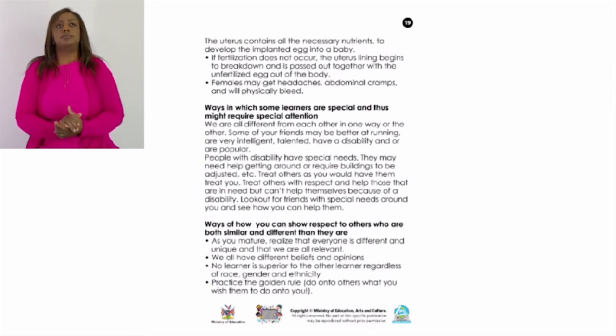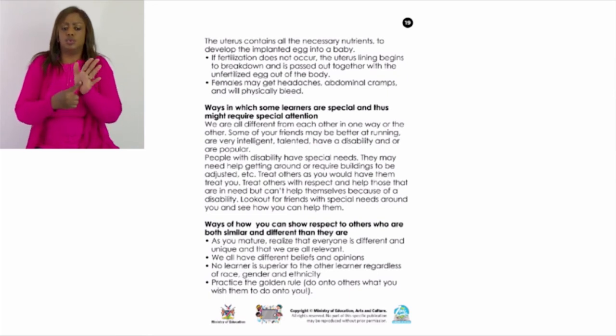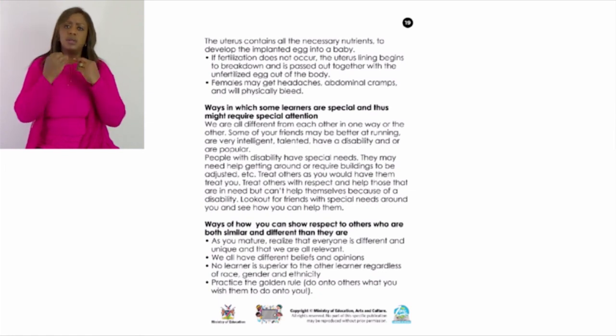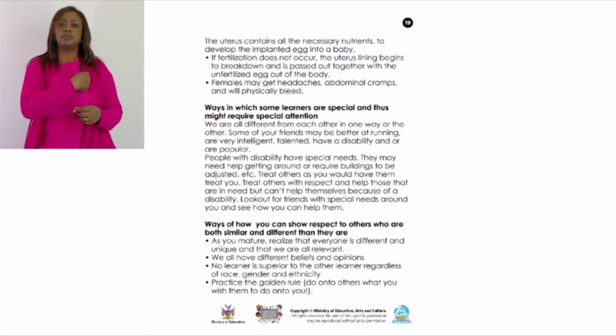Let us also look at ways of how you can show respect to others who are both similar and different than you are. As you mature, you need to begin to realize that everyone is different and unique, and that everyone is relevant. We all have different beliefs and opinions, and there is no learner that is superior to the other learner, regardless of your race, your gender, or your ethnicity. Therefore, it is important that you practice the golden rule. Do unto others what you wish them to do unto you.